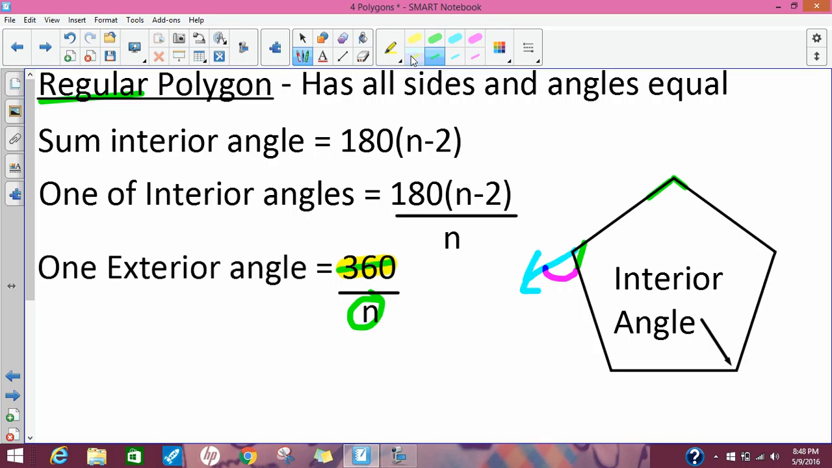Another note here is that an exterior angle and its interior angle form a linear pair, and that means they are supplementary. So this interior angle and this exterior angle add up to 180 degrees. So that might become helpful when we're doing some practice.